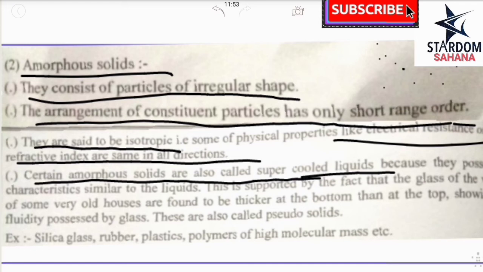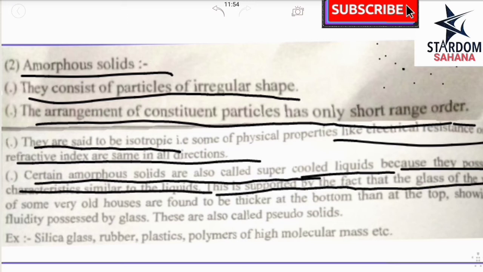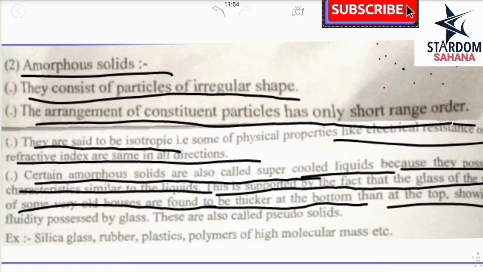Amorphous solids are called supercooled liquids because they possess characteristics similar to liquids. This is supported by the fact that the glass of the windows of some very old houses is found to be thicker at the bottom than at the top, showing the fluidity possessed by the glass. These are called pseudo solids.